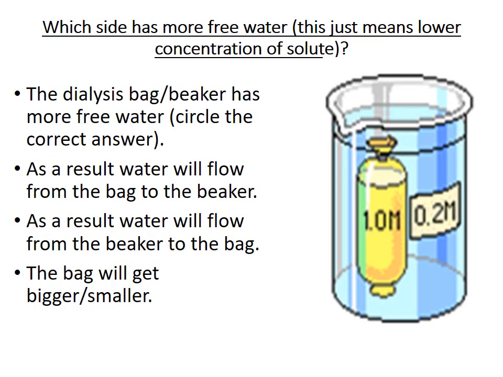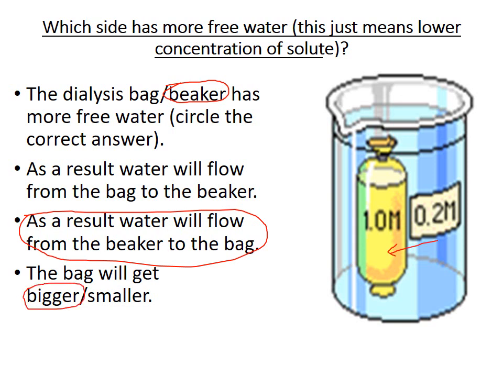So because the dialysis bag has a higher concentration of solute, we know that the beaker is actually going to have more free water this time. As a result, the water will flow from the beaker to the bag, and the bag, as opposed to shriveling up, will get bigger this time. So you'll see this happening, and the bag will get bigger because more water is flowing into it.